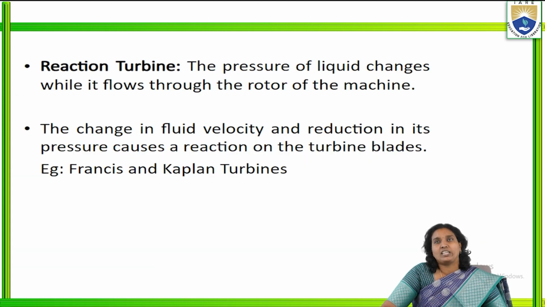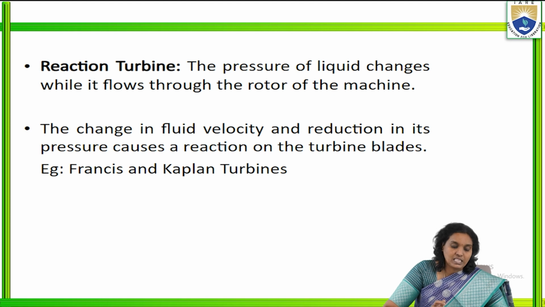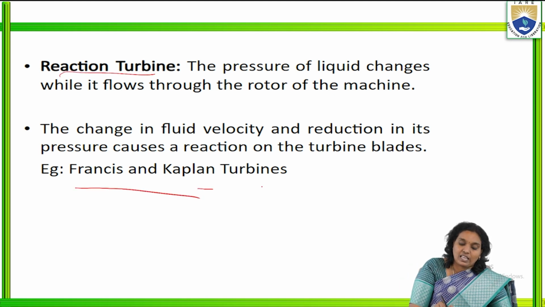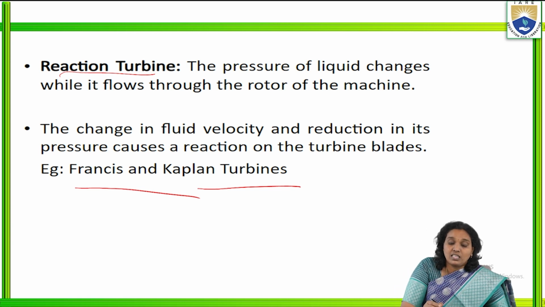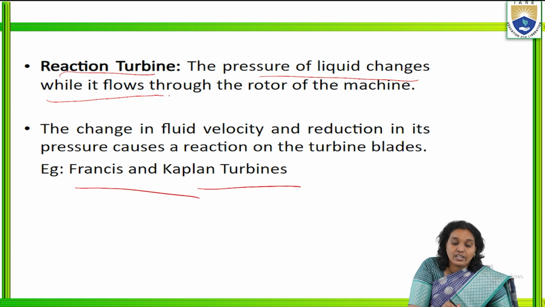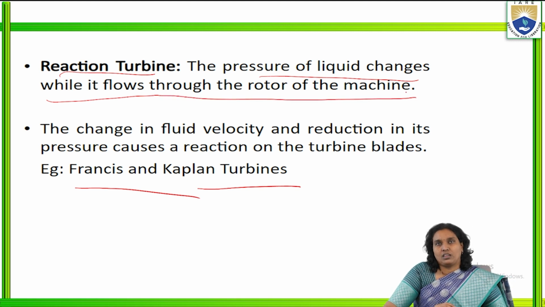Coming to the reaction turbine, the pressure of the liquid changes while it flows through the rotor of the machine. The change in fluid velocity and reduction in its pressure cause a reaction on the turbine blades. Francis and Kaplan turbines are the best examples of reaction turbines. In an impulse turbine, the pressure of the liquid does not change. So like this, we are understanding the Pelton wheel and reaction turbines.